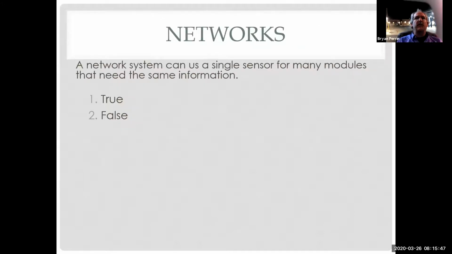So in here, I put in questions. A network system can use a single sensor for many modules that need the same information. I want you to keep your answers to yourself right now. I'm going to get to 10 of these and then I'm going to poll you. Go ahead and make notes, and I'll give everyone a second to get something to write down on. Make notes as we go through on what your answer is for each of these, and I'm going to poll all of us all at once.